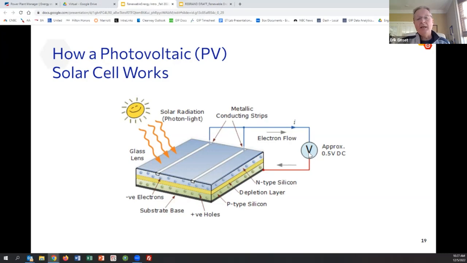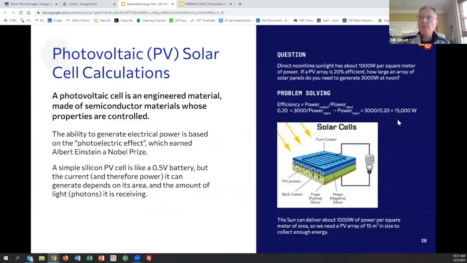That current can then be used to charge a battery, or to light a light, or to run your refrigerator, if you will. So again, this is a very highly engineered, very structured material, and that's really the fundamentals of the solar energy industry we have today, the photovoltaic cell.